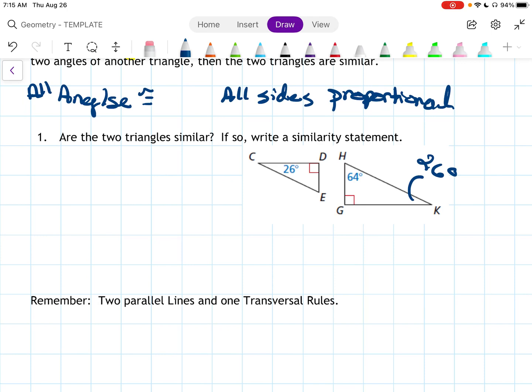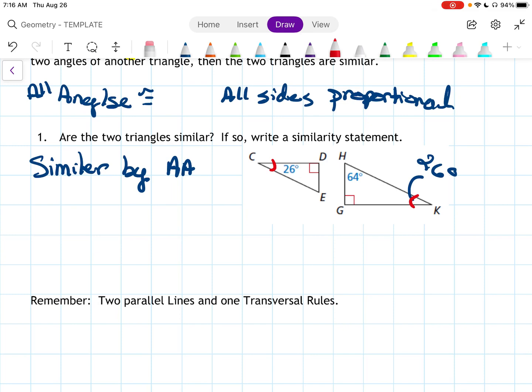So from here, I can say they are similar by angle, angle, right? Because I have this angle and this angle are congruent, and then obviously the 90-degree angles are congruent.